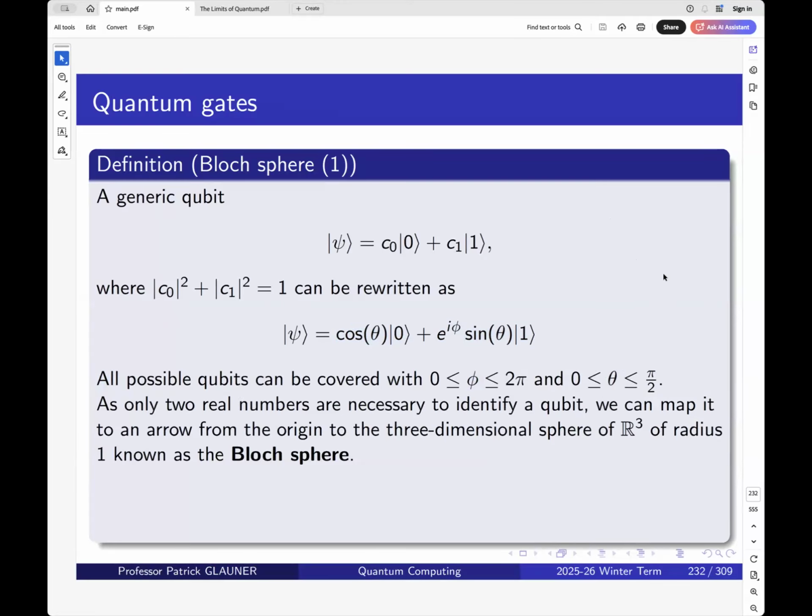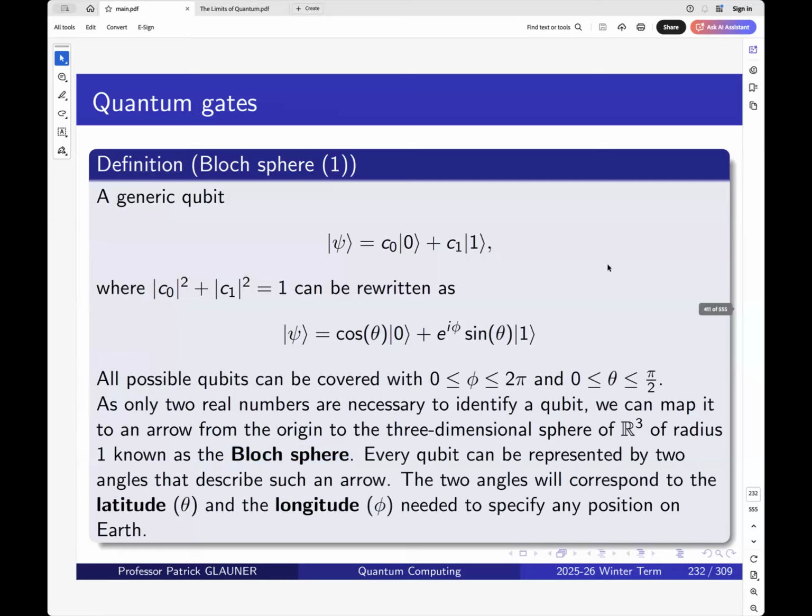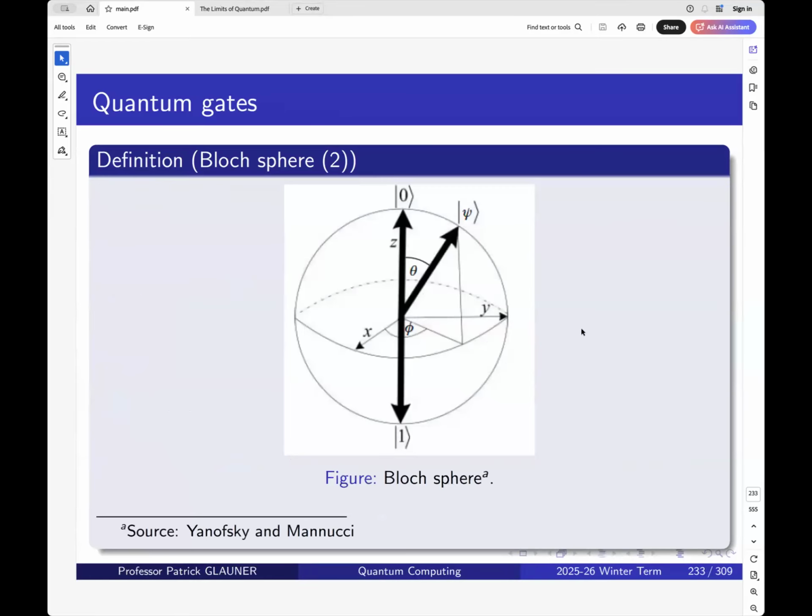Now, when we have these two angles, we can try to visualize a qubit. So this is very important: this only works for qubits. It doesn't work for more generic states, but we're now in the quantum computing part, so we only care about qubits here. And you can visualize this in a 3D sphere, which is called the Bloch sphere. And for the Bloch sphere, there's also an interpretation that our theta is the latitude and the phi is the longitude. And we can try to visualize this, and this is the Bloch sphere.